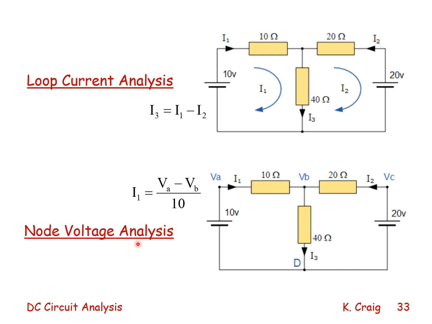Using node voltage analysis, we assign currents to each element. I1 is the current through the 10 ohm resistor, I2 is the current through the 20 ohm resistor, I3 is the current through the 40 ohm resistor. So VA minus VB divided by the resistance R10 will give me the current flowing through this resistor, I1.